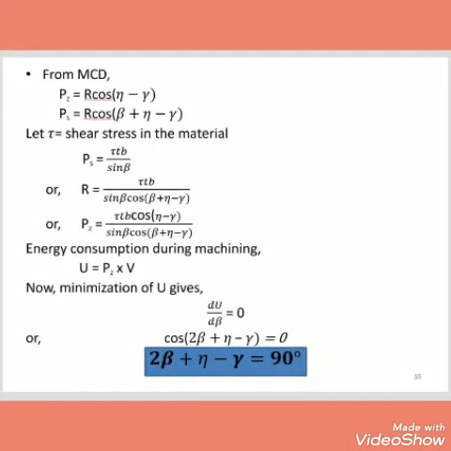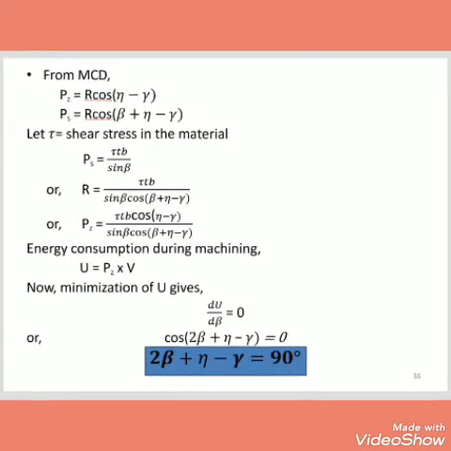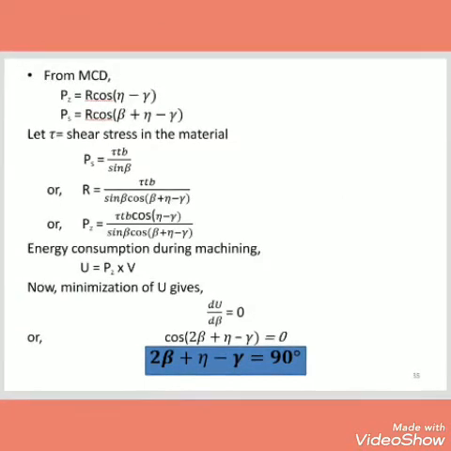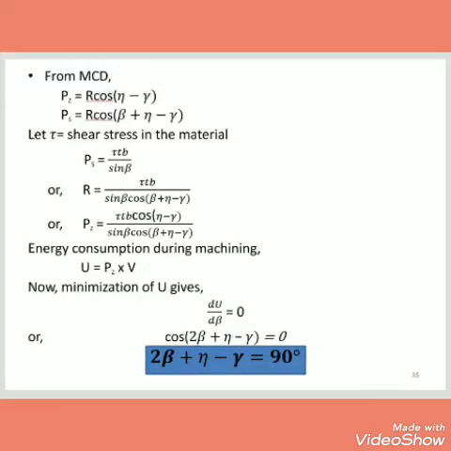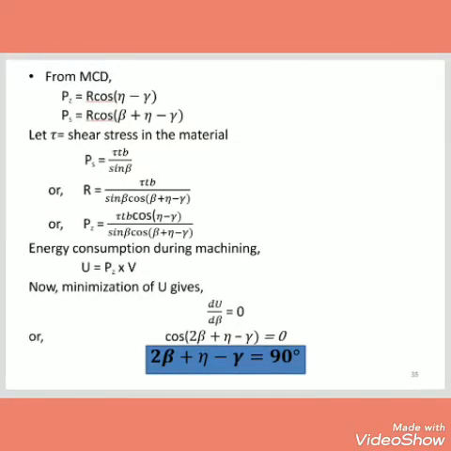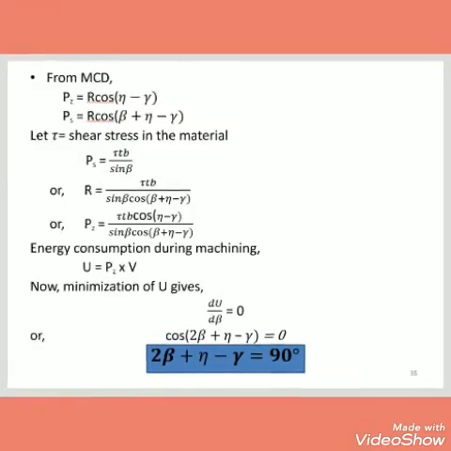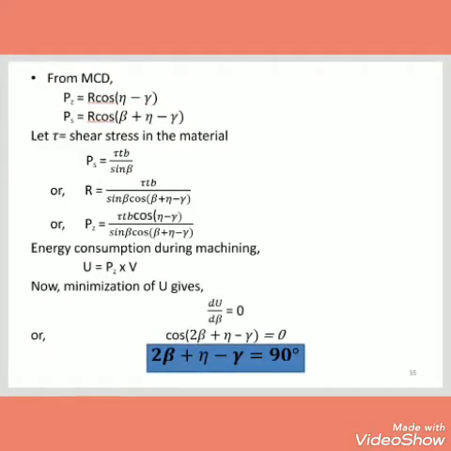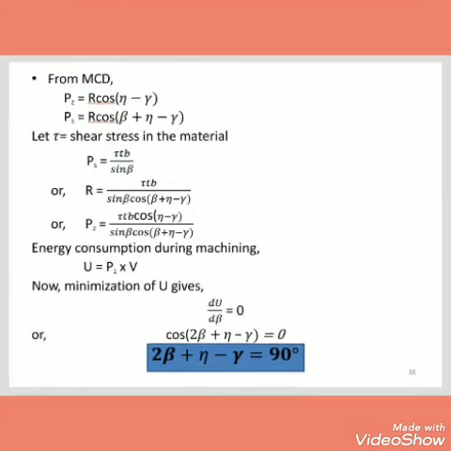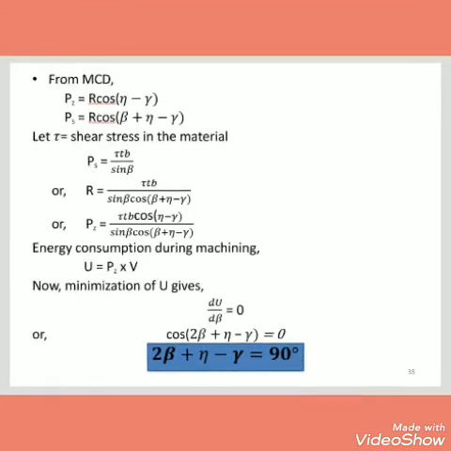Here is given the Merchant circle diagram's equation. That is the final equation we get from the evaluation: 2 beta plus eta minus gamma is equal to 90 degrees. That is the most important equation we get from the Merchant circle diagram.